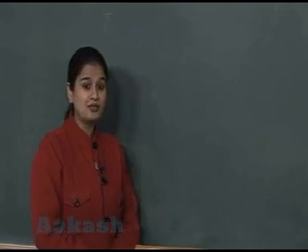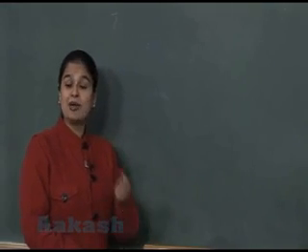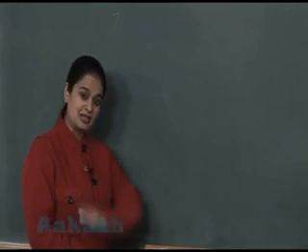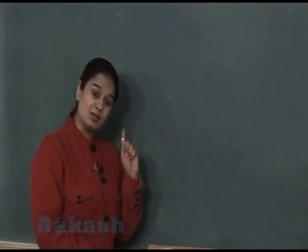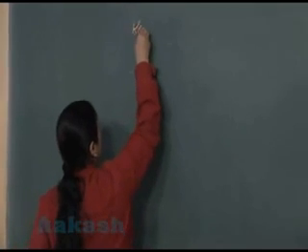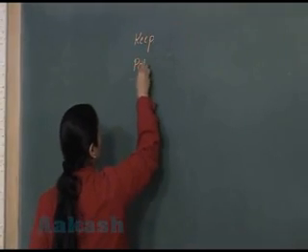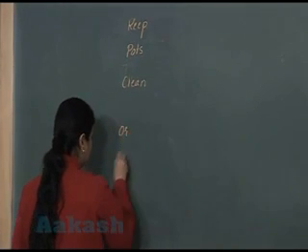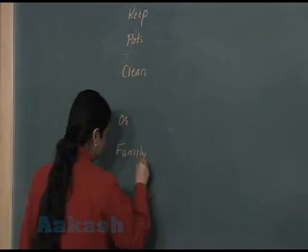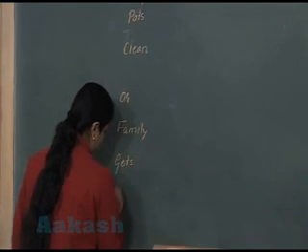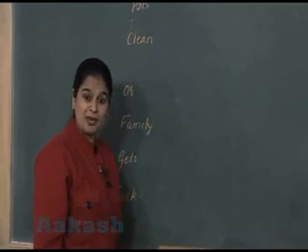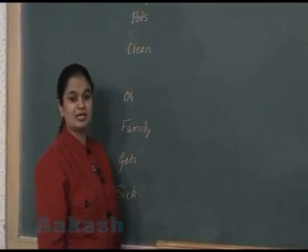Now there are 7 obligate categories, and to remember these 7 obligate categories I will give you one tip here. Write the tip for remembering the sequence of obligate categories. Tip is: keep pots clean or family gets sick. This is our tip to remember the sequence of 7 obligate categories.